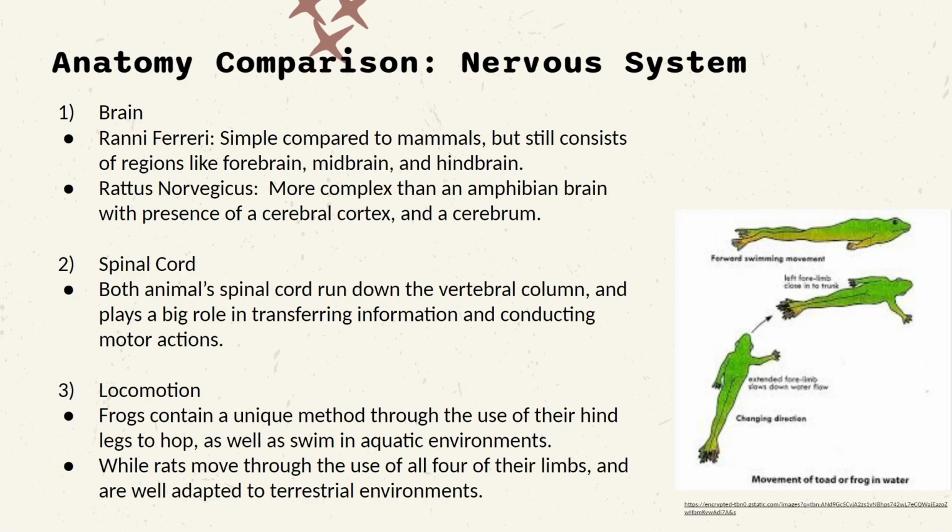Locomotion is where there's a big difference, as the frog contains a unique method of using their hind legs to hop on land, and as well use them to swim in aquatic environments very easily. While rats kind of use all four of the limbs to move and are well adapted to terrestrial environments.